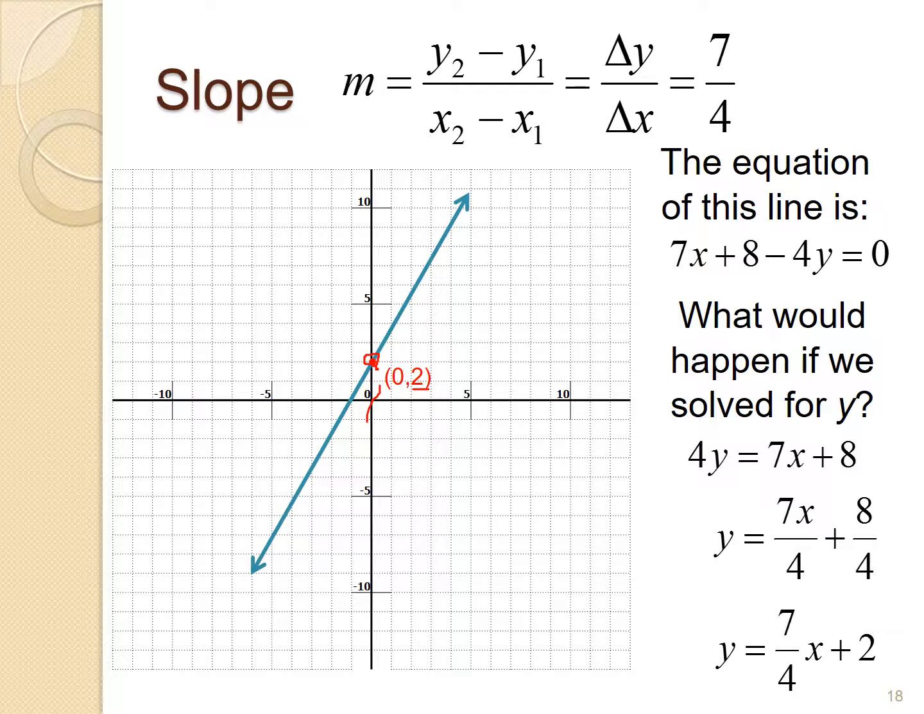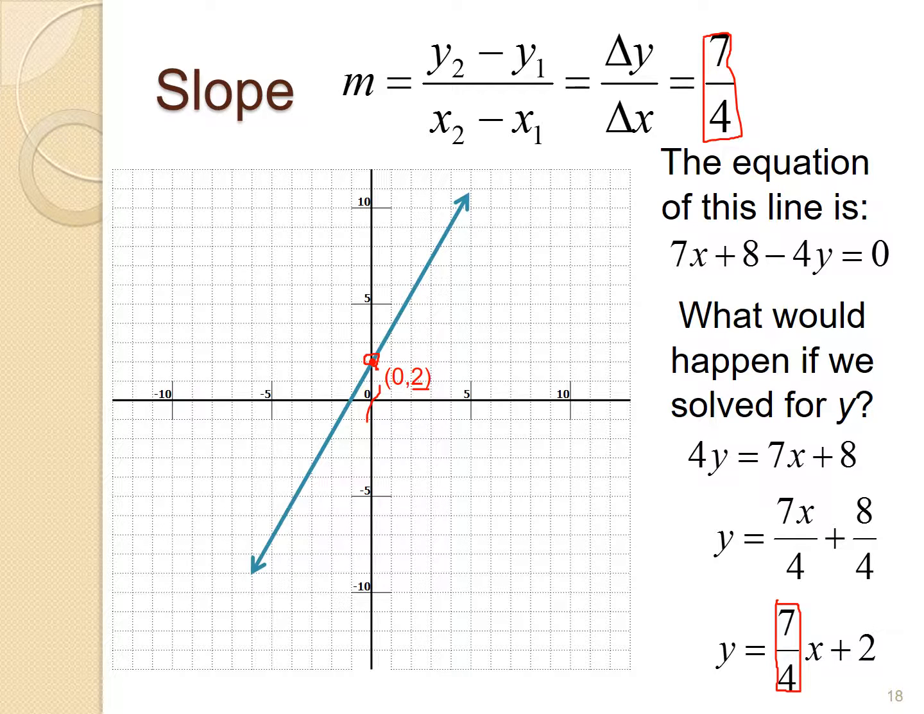Now, the 7/4, well, that was the slope that we had up here. And again, we calculate the same way. From here, we can go up 1, 2, 3, 4, 5, 6, 7, and over 1, 2, 3, 4. Yeah, that's the slope. So we notice that this 7/4 is the slope of the equation. It matches what's up here.